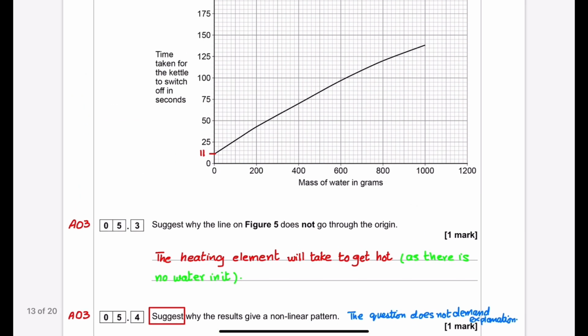Therefore, we can see as the mass is increasing, less time is taken by the kettle to switch off, and most of the energy is given to the water instead of the surrounding.